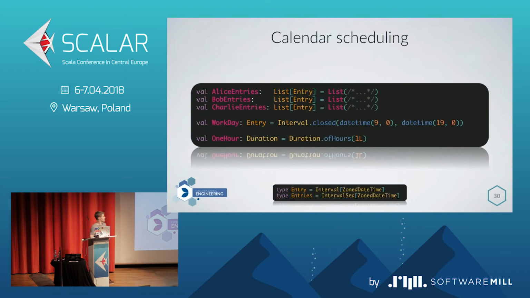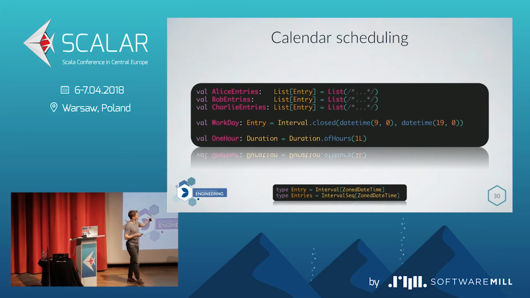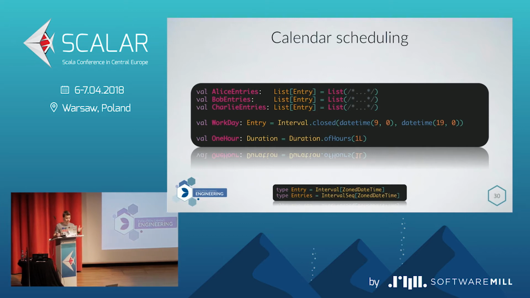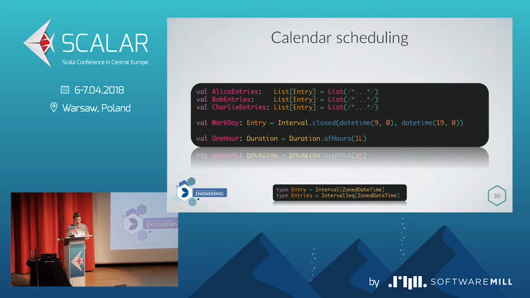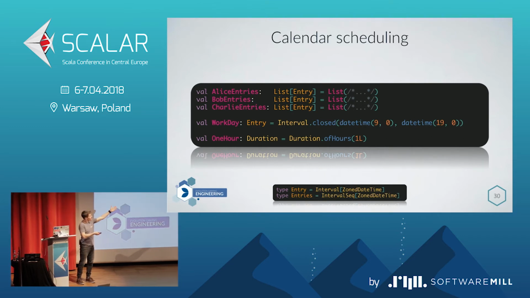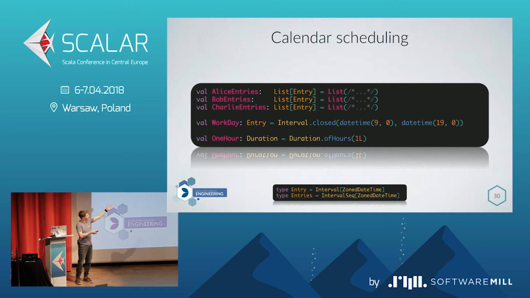Again, another slide with some preparatory code. We somehow must get the entries for these people. Here we'll just write them out as lists, but in the real world we'd get them from some database or some remote service. Workday is a special interval which is from 9 to 19, where daytime is just a helper that allows us to create a value on some day. So we take some day for our example, and this is 9 a.m. on this day and 7 p.m. on the same day.